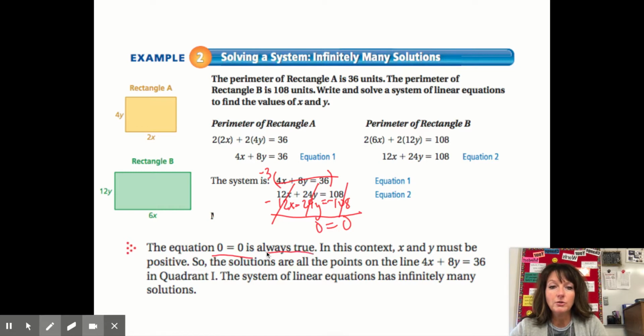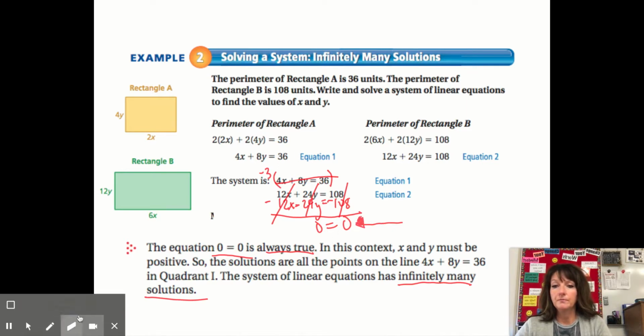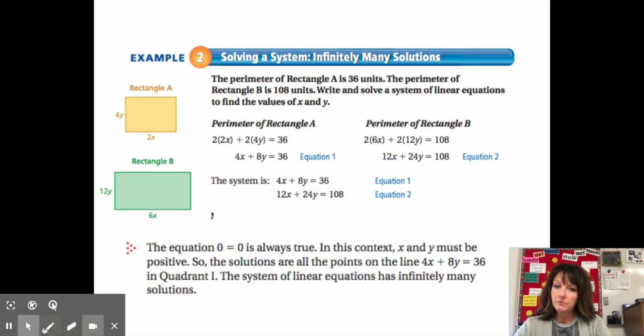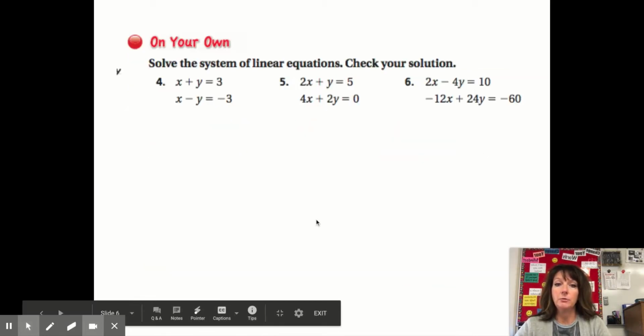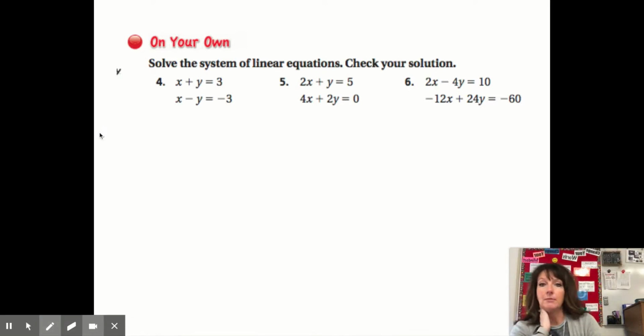And it's always true. If that's the case, then it must be the same line, and we know that there are infinitely many solutions. So if you recall, in one of the previous examples with no solution, we got a statement at the end that was not true. That is why there's no solution. Here we get a statement that is always true. And again, by inspection, if we put them in slope-intercept form, they would be the same line.